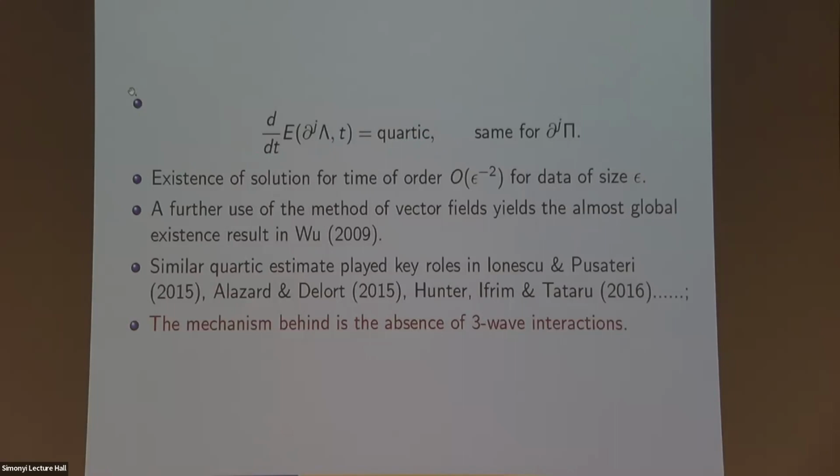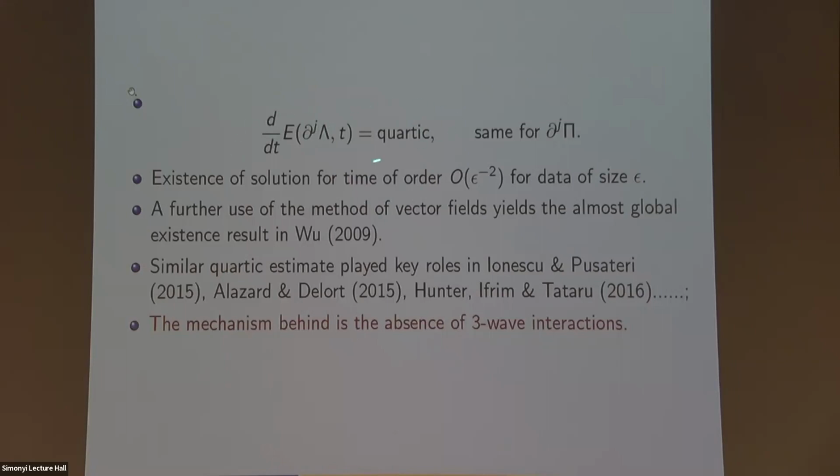The precise proof involves applying vector fields. If we only work on periodic data, then we will have existence for time epsilon to the minus 2, and this is purely due to the energy identity. If we further use the method of vector fields, because it has a built-in decay, and you use vector fields acting on lambda, you also get something quartic. This gives us some dispersive decay rate, and you can yield almost global well-posedness results.